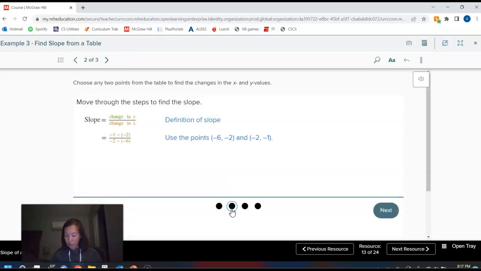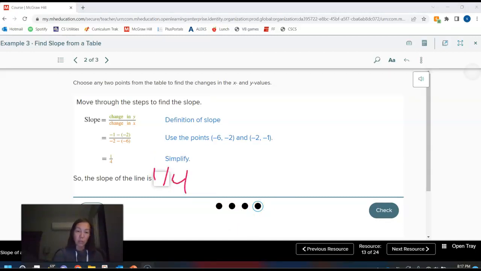Again, you could look at the table on page 195 at the top and follow along. If we find the difference in the two points for the y's, first I'm going to take that first point, negative 1, and subtract negative 2, and then negative 2 minus negative 6. So we're finding the difference in the y values over the difference in the x values, and we get 1/4 for the slope. So the slope of the line is, you can fill that in, 1/4.